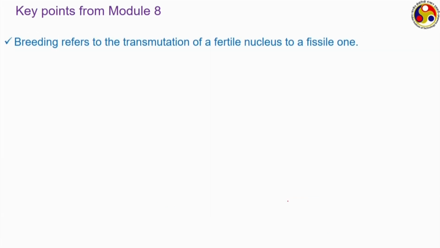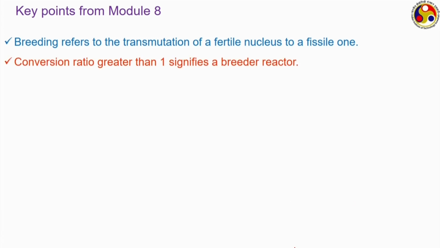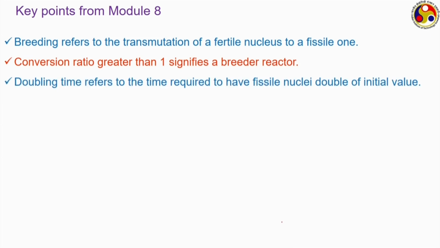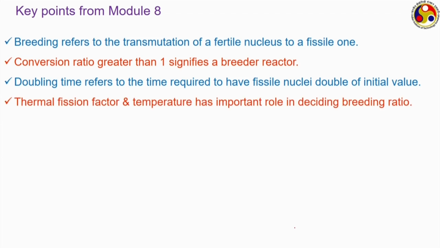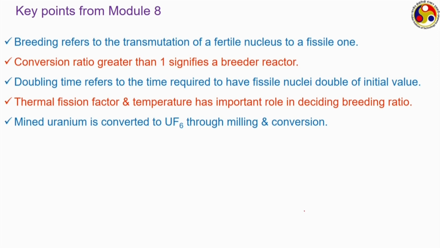So, to summarize our observations from this module, we know now that breeding refers to the transmutation of a fertile nucleus to a fissile one, which can act as a fuel for another reactor or maybe in the same reactor. Conversion ratio greater than 1 signifies a breeder reactor, whereas when it is less than 1, we generally get burners or converters. And doubling time is the time which is required to make the number of fissile nuclei double what we had initially. Then we have also discussed the thermal fission factor and temperature, and the role they play in deciding this breeding ratio.